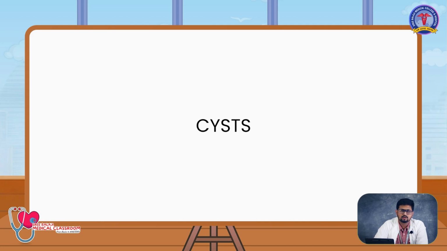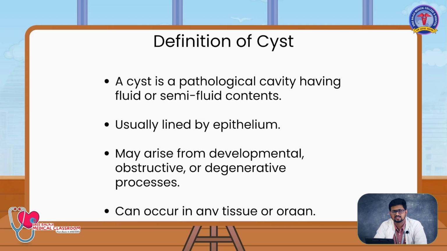So now we'll go with the topic of cysts. The definition of a cyst: a cyst is a pathological cavity having a fluid or semi-fluid content. Usually it is lined by epithelium. It may arise from developmental obstruction or degenerative processes, and can occur in any tissue or organ.